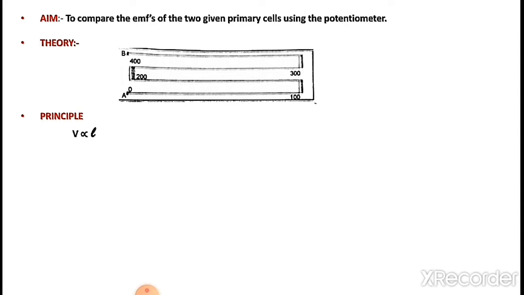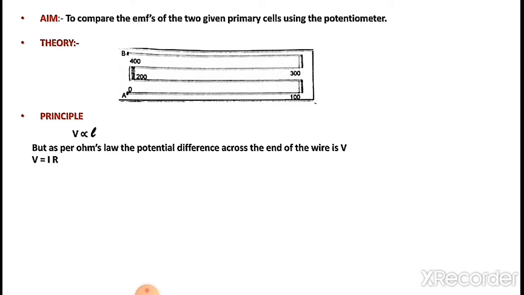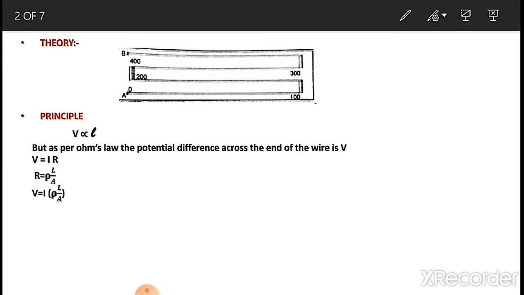Now as per Ohm's law, the potential difference across the ends of the wire is directly proportional to the current flowing through that wire. In that case V equals IR, and the resistance of that wire is equal to rho L upon A. In that case R equals rho L upon A. If you put the value of R in the equation V equals IR, we will get V equals I rho L upon A.